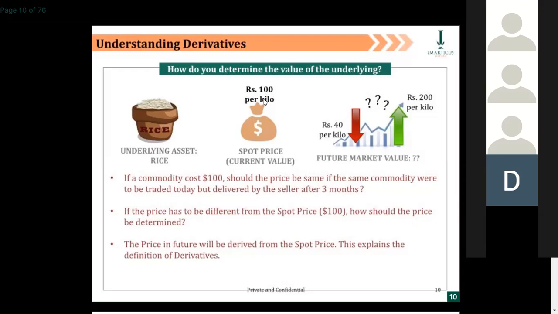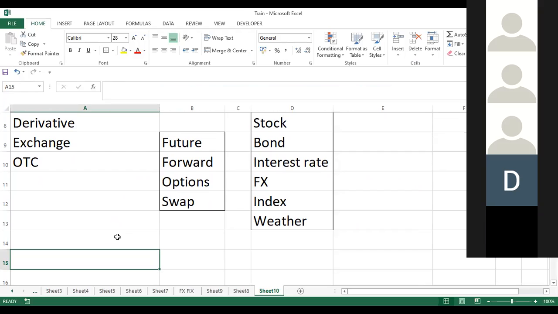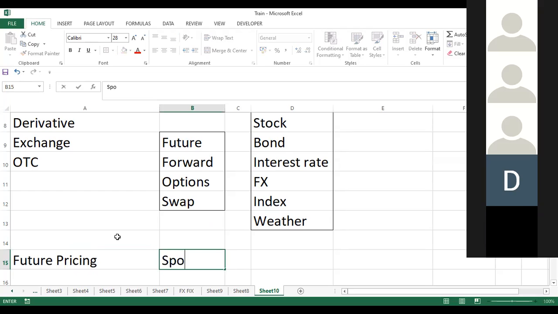So look at this price. The spot price is 100 rupees. So now you are going to see how this price is going to move. So there should be certain factors, the certain factors which are going to decide the price. So those factors are, just to show you on the Excel file, give me a second. So when you decide the future pricing, look at the spot price. In this case, it is 100 rupees.